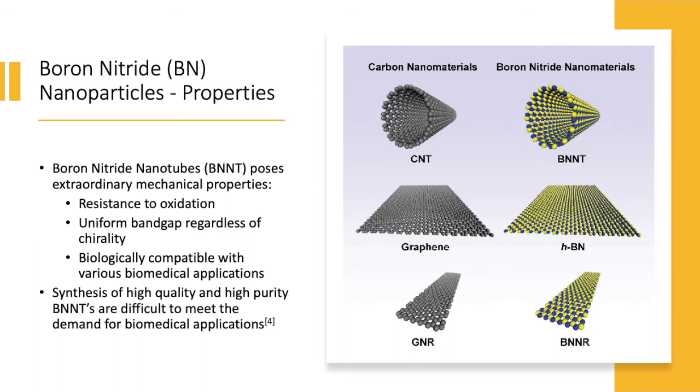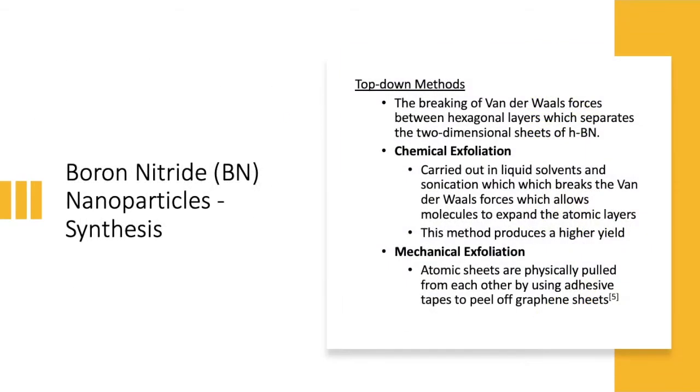You can see the similarities between the carbon nanotubes and the boron nitride nanomaterials in the image on the right. They have very similar properties with the tubing, as well as the sheets and the ribbons. And then some synthesis.